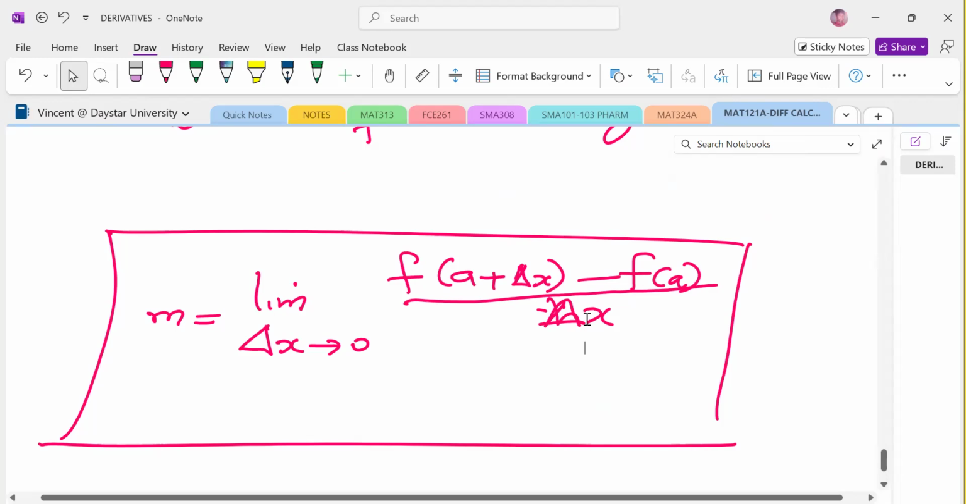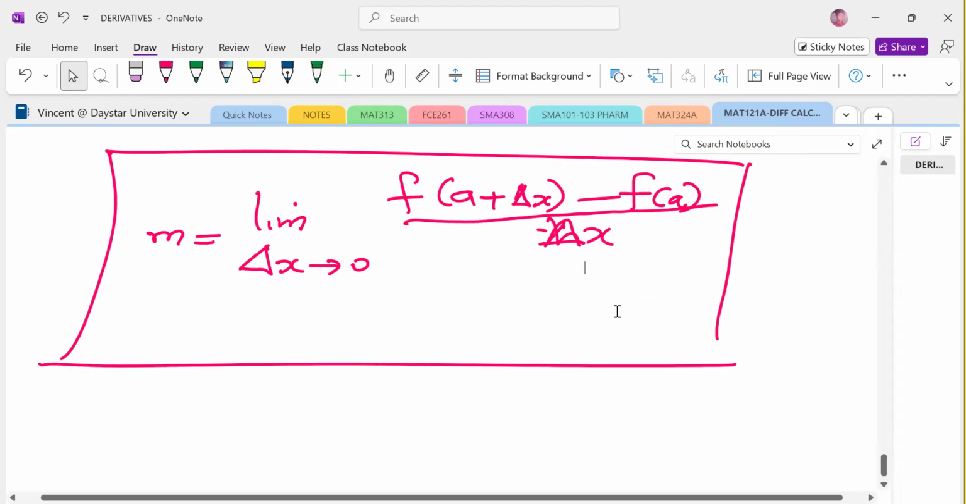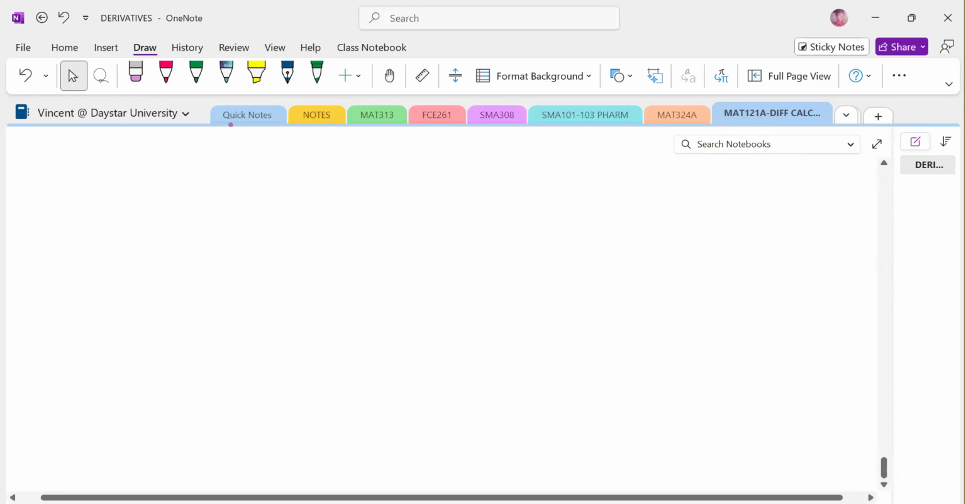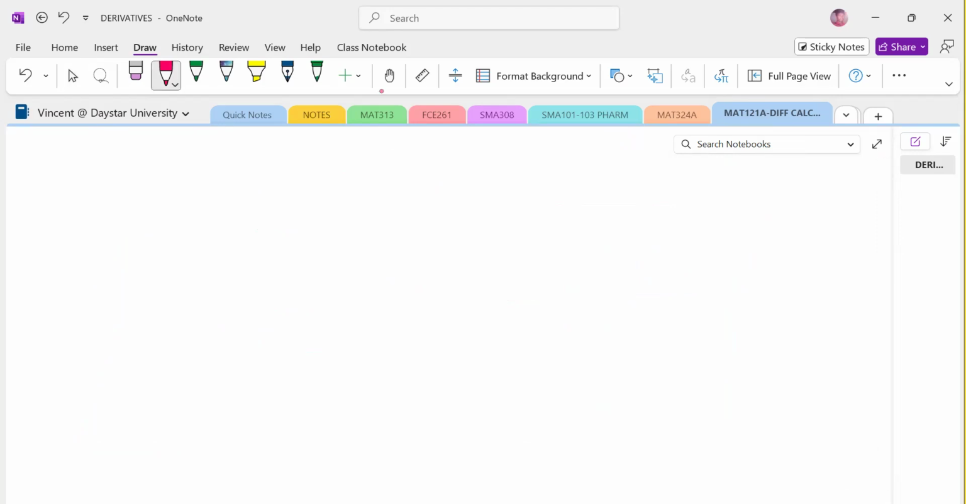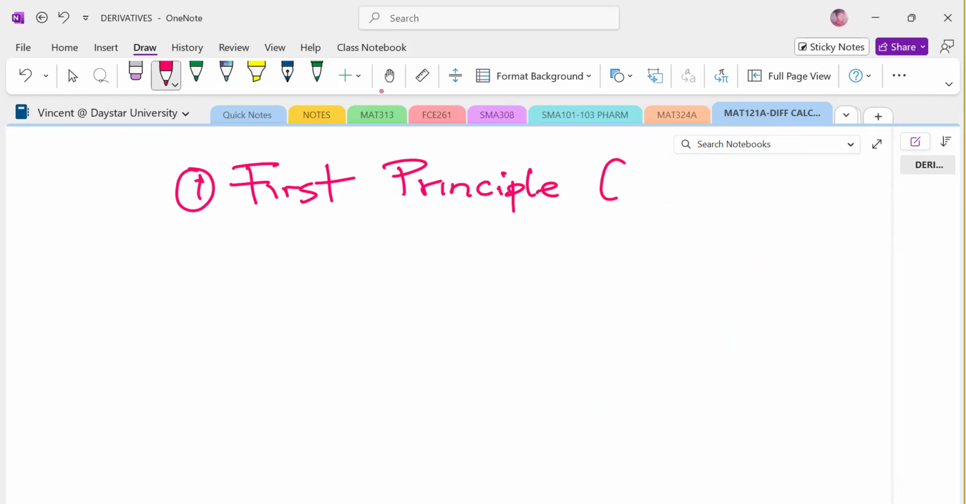So h is just a small change in x, okay? Fine. So methods of calculating derivatives. The first one is what we call first principle, although sometimes it's called by definition.